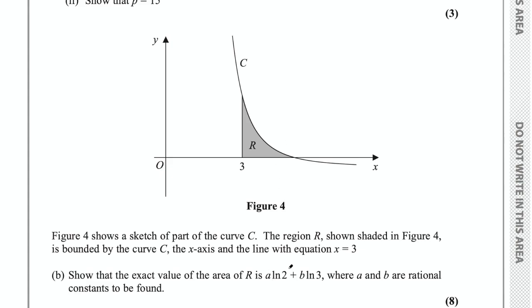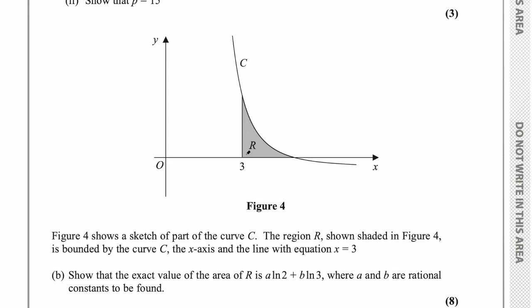Now part B, is, you'll note an 8-mark question. We're given a diagram. It says figure 4 shows a sketch of part of the curve C. The region R shown shaded in figure 4 is bounded by the curve C, the x-axis, and the line with equation x equals 3. Show that the exact value of R is A log 2 plus B log 3, where A and B are rational constants to be found.